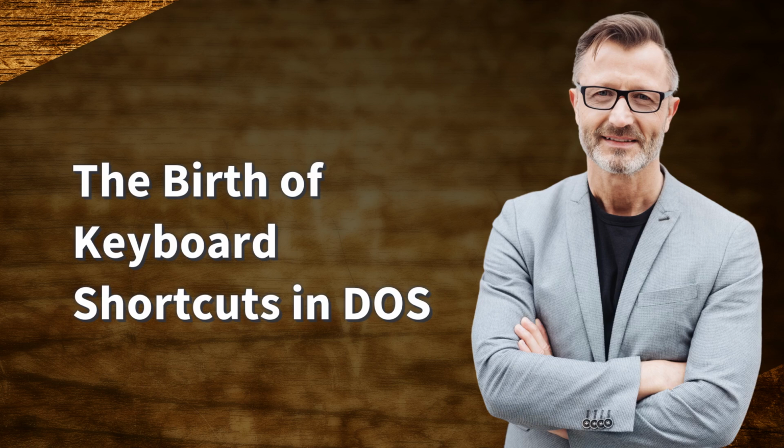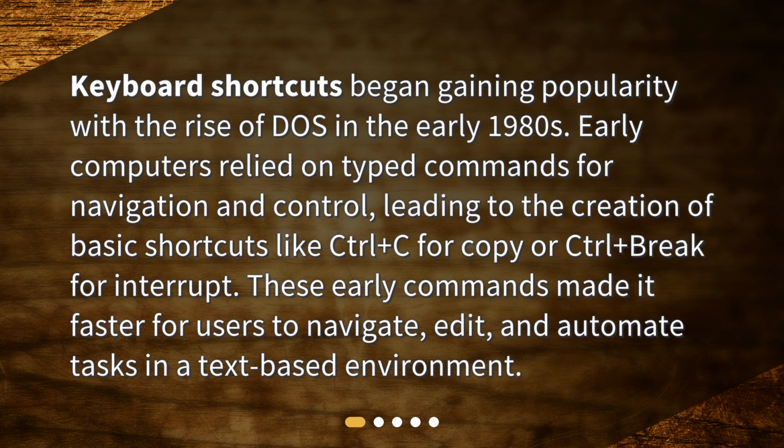The birth of keyboard shortcuts in DOS. Keyboard shortcuts began gaining popularity with the rise of DOS in the early 1980s. Early computers relied on typed commands for navigation and control, leading to the creation of basic shortcuts like Control-C for copy or Control-Break for interrupt. These early commands made it faster for users to navigate, edit, and automate tasks in a text-based environment.